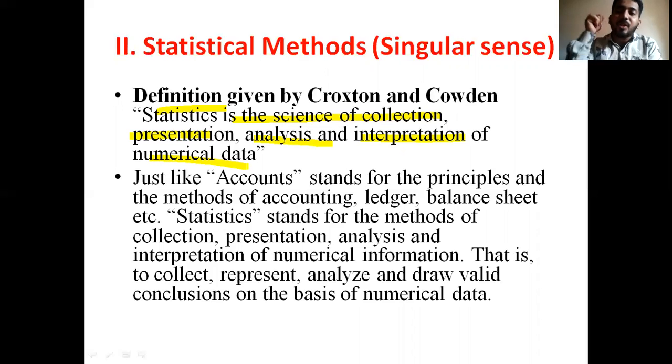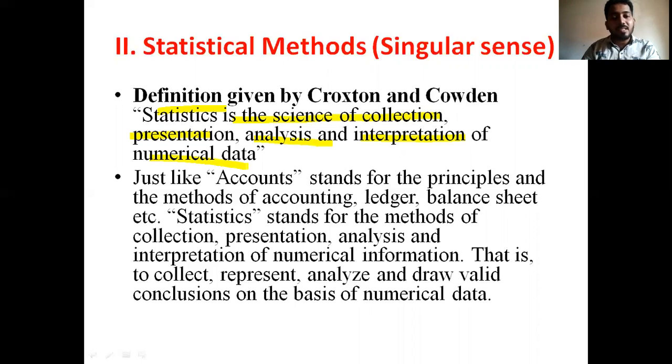Now, what is collection of numerical data? It's all about collecting the data or numerical information, the raw information, not meaningful information, but raw information. That is what collection is. Now, what is presentation? As you know, presentation means presenting the information. It means presenting in an order, presenting in chronological order, presentation with the help of some statistical tool or statistical method. That is what presentation is.